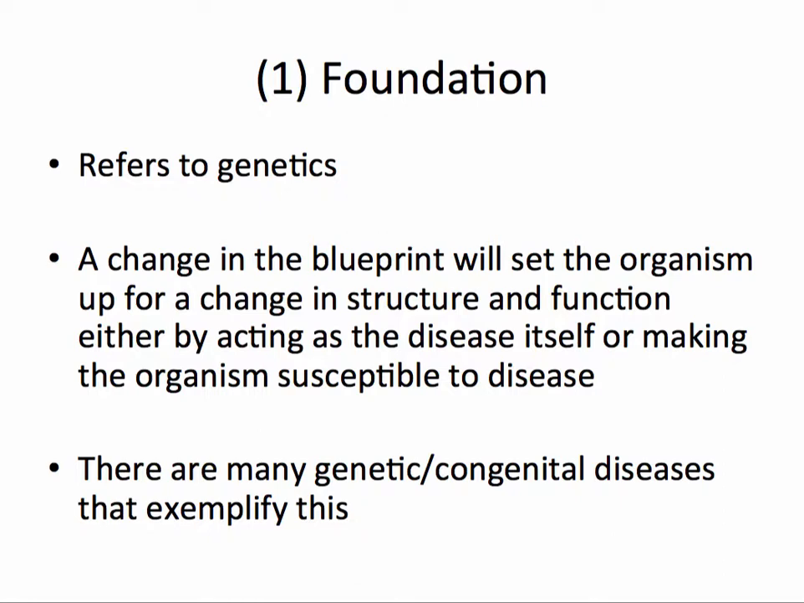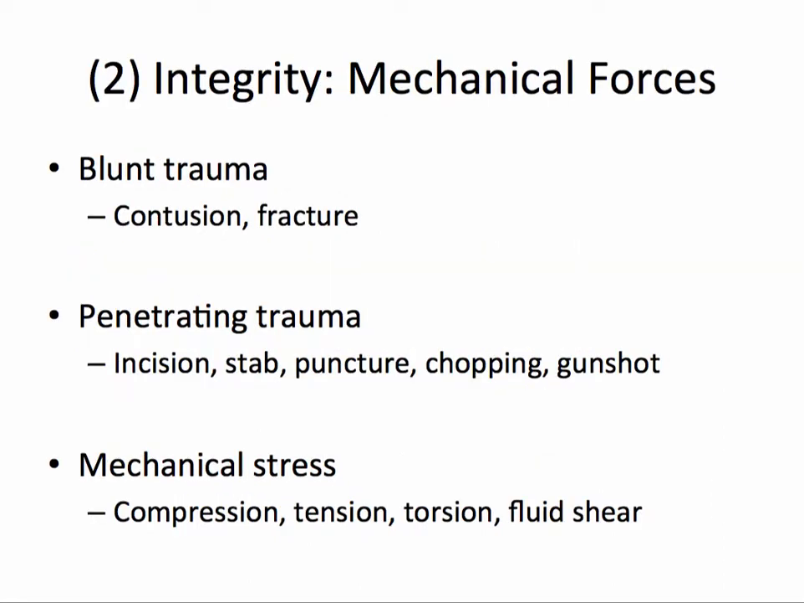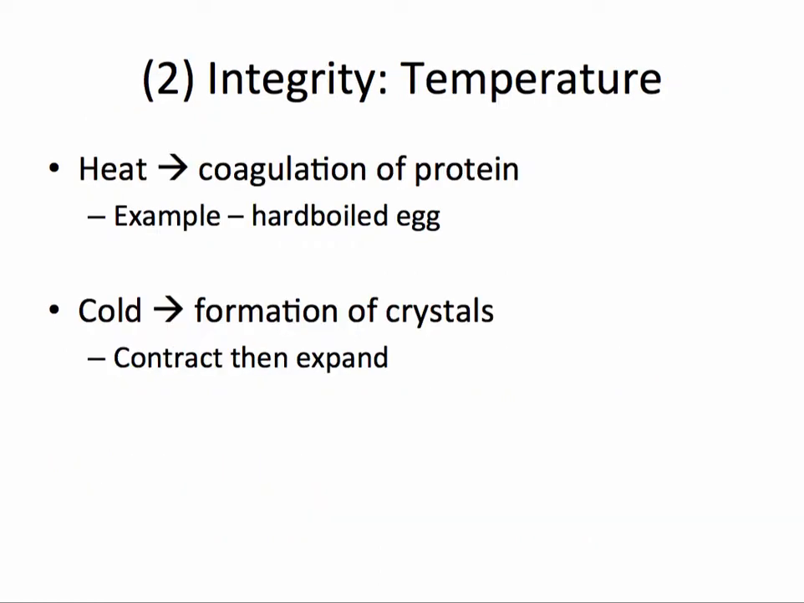This refers mainly to genetics. So a change in the blueprint will set the organism up for a change in structure and function, either by acting as the disease itself or by making the organism susceptible to disease. There are many genetic or congenital diseases that exemplify this. Examples of mechanical forces include blunt trauma, penetrating trauma, and mechanical stress. And I provided some examples under each of these topics.